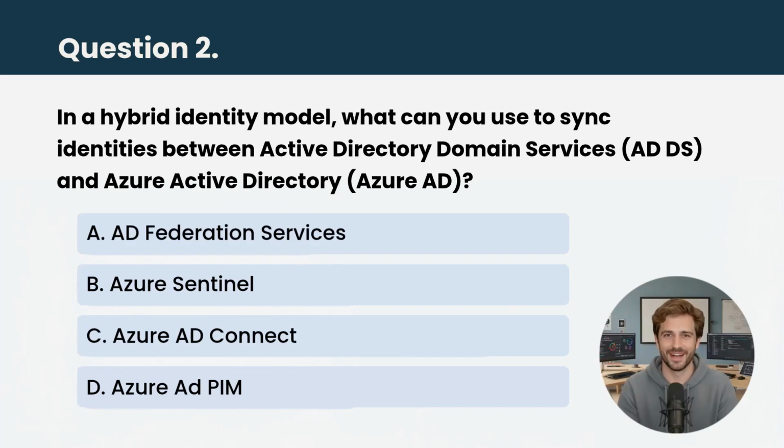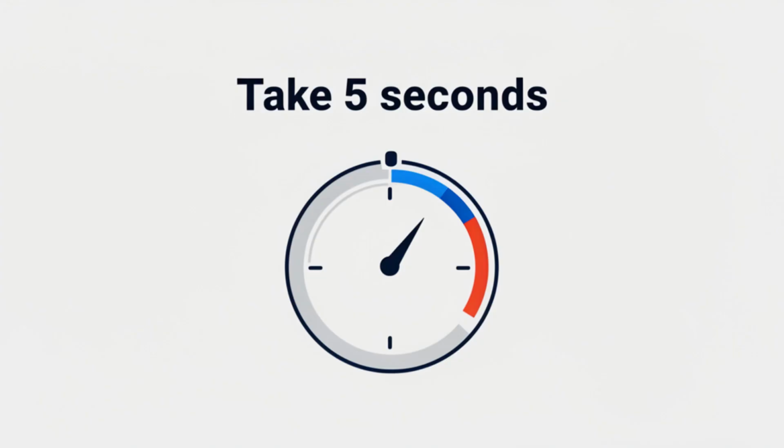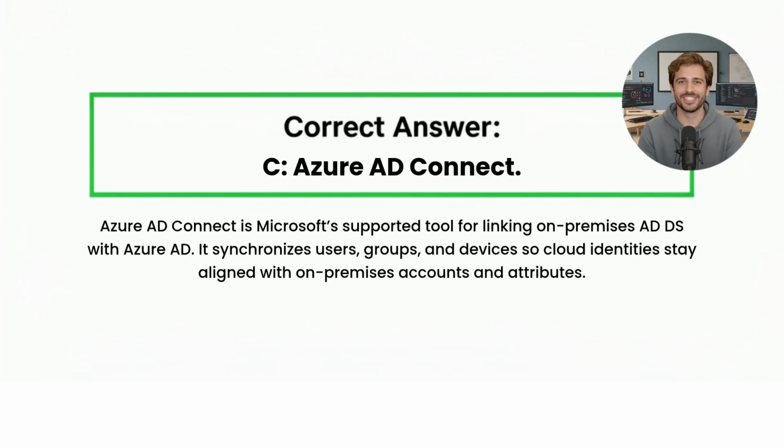Question 2. In a hybrid identity model, what can you use to sync identities between Active Directory Domain Services, AD DS, and Azure Active Directory, Azure AD? A. AD Federation Services. B. Azure Sentinel. C. Azure AD Connect. D. Azure AD PIM. Think carefully. This is where many candidates slip. The correct answer is C. Azure AD Connect. It synchronizes users, groups, and devices so cloud identities stay aligned with on-premises accounts and attributes.